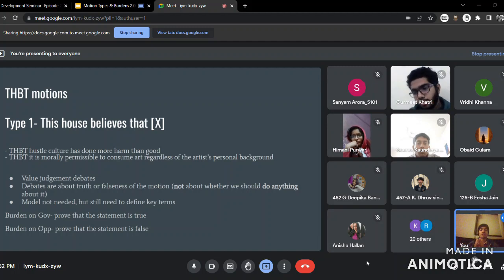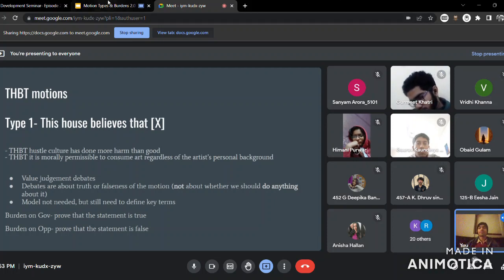Whether there's more harm or more good. This is the only thing that these types of motions demand from teams to do. Debate whether the statement is true or false. So Gov would prove that yes, hustle culture has done more harm than good because XYZ. Op would say no, hustle culture has done more good than harm because XYZ. So this is the only burden, like in general, this is how these debates pan out.